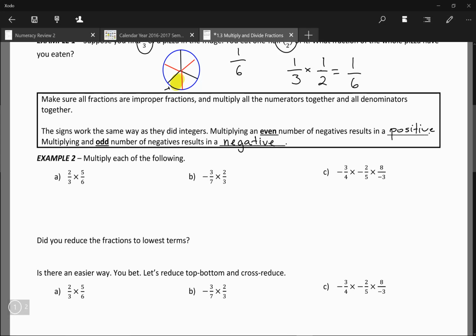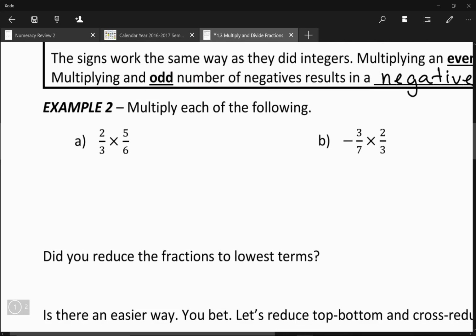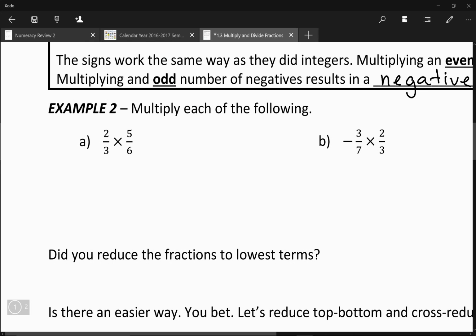So let's do some more examples. Let's multiply each of the following. So 2/3 times 5/6. So all you do is multiply the numerators together. So 2 times 5 gives me 10. And then 3 times 6 gives me 18.